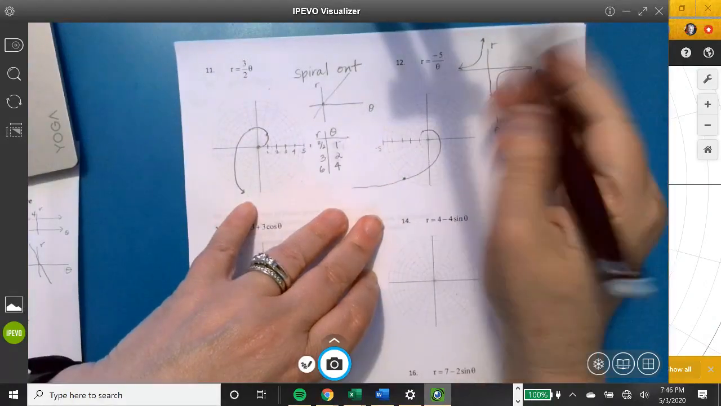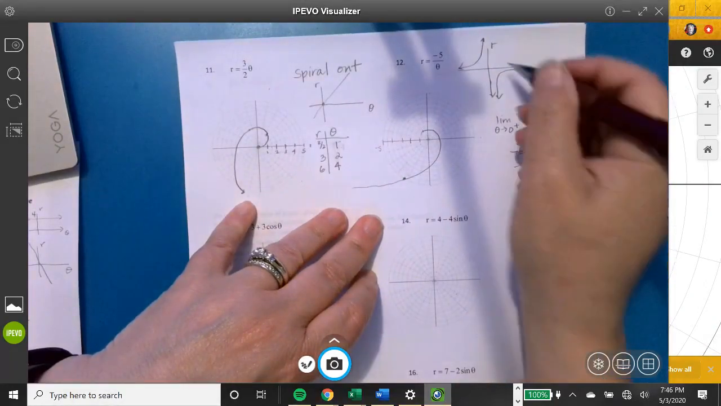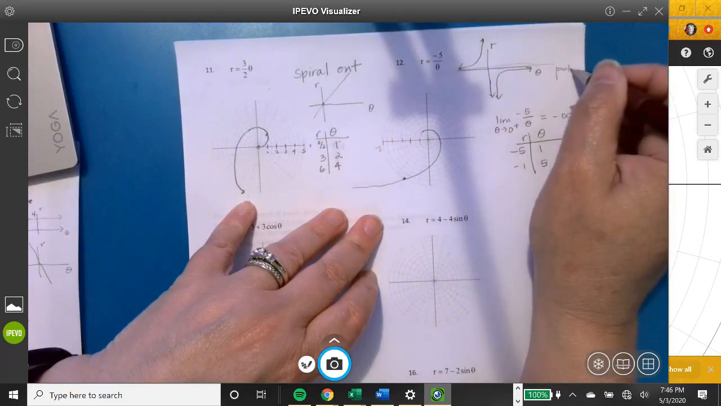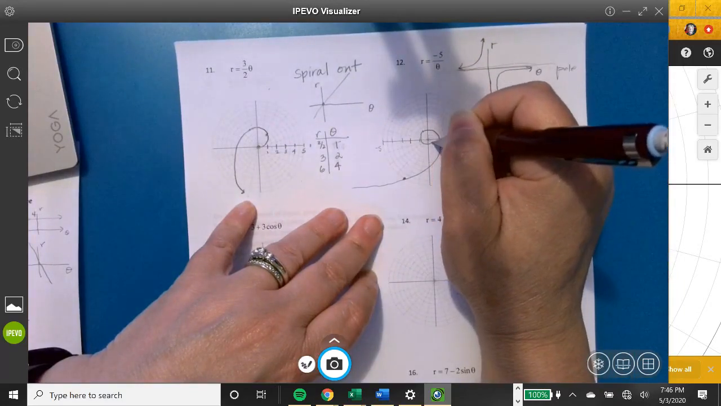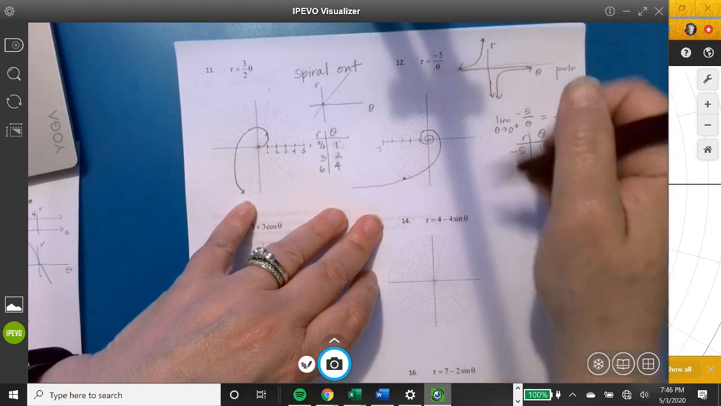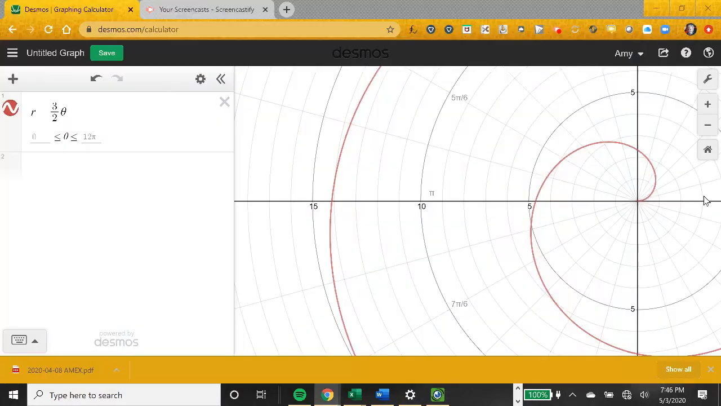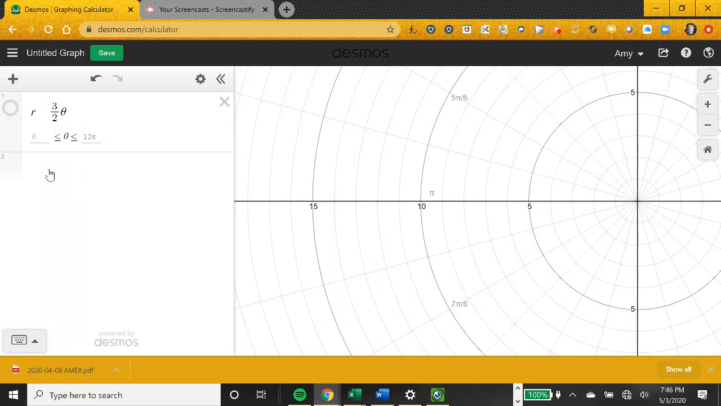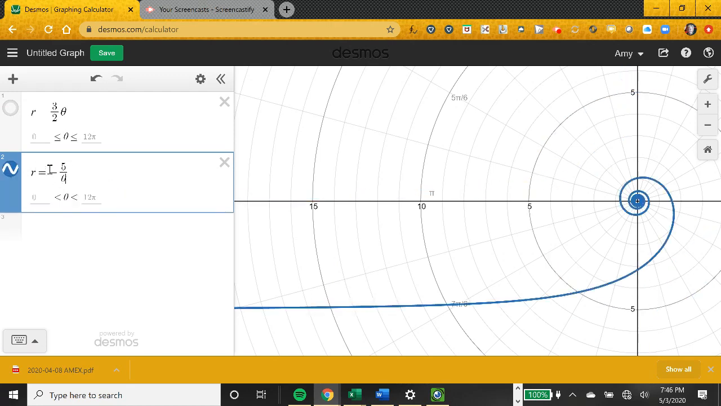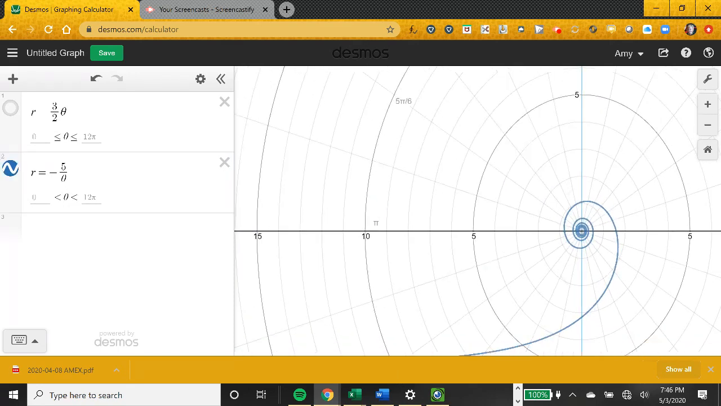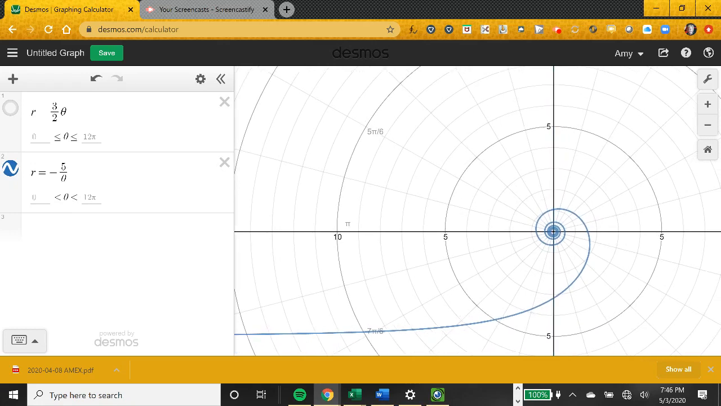Now the question is, do I ever get to the pole? Remember, this is the pole. Do I ever get there? The answer is no. So I'm spiraling in and in and in. Let's prove it to ourselves. R equals -5 divided by theta. You'll notice on this graph we're never reaching the pole, because we're never going to reach 0 here, which is pretty cool.